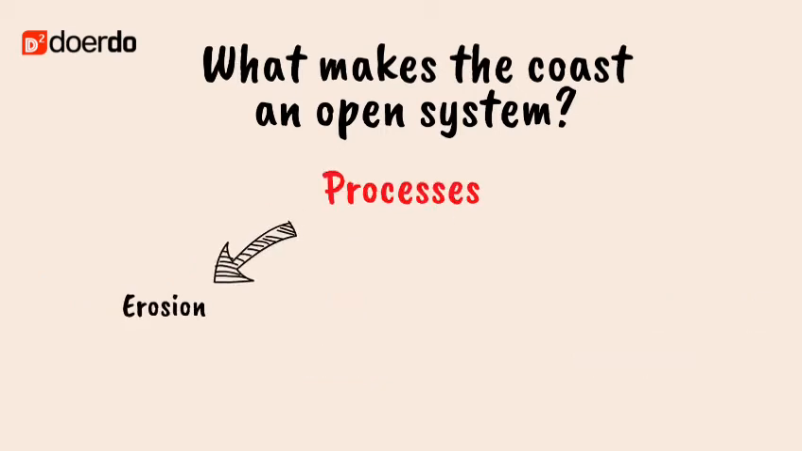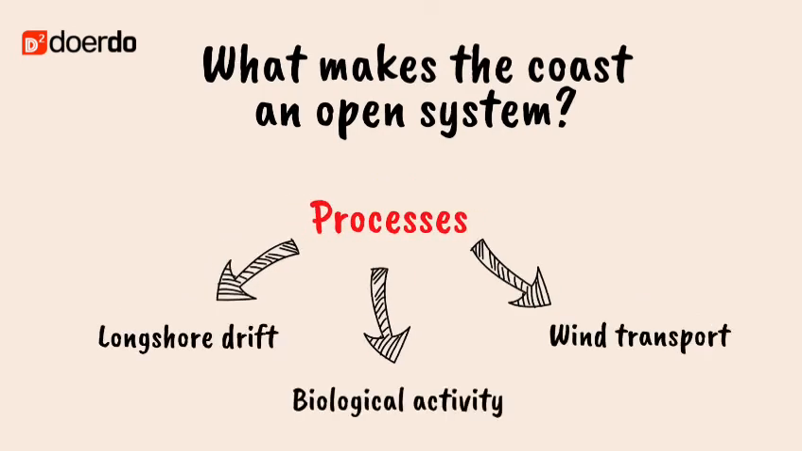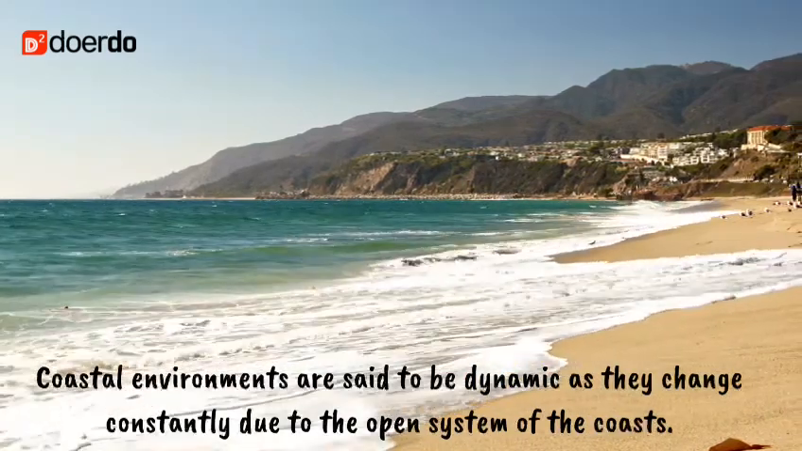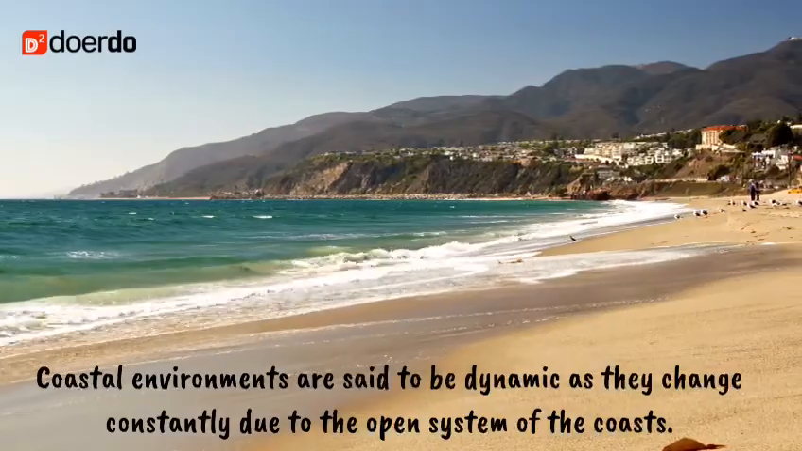Processes such as erosion, transportation, and deposition also influence the coastal environment. These processes take place along with longshore drift, biological activity, and wind transport, which is also known as aeolian. Hence, coastal environments are said to be dynamic as they change constantly due to the open system of the coasts.